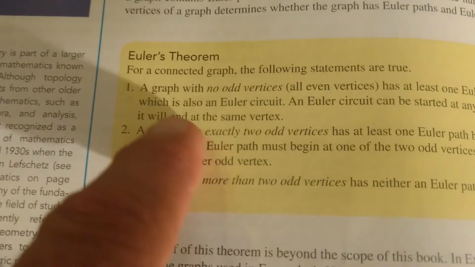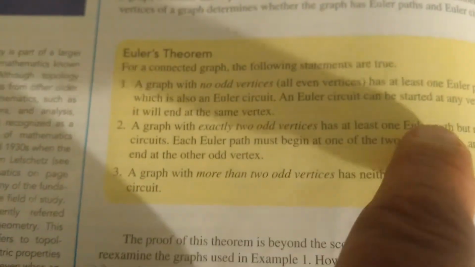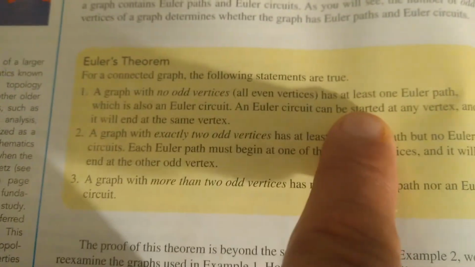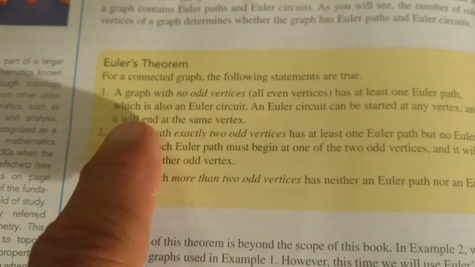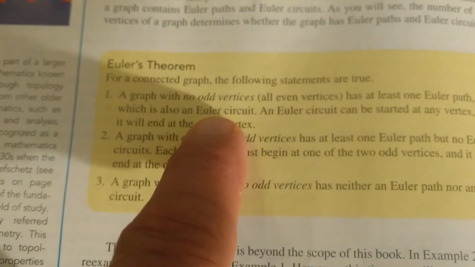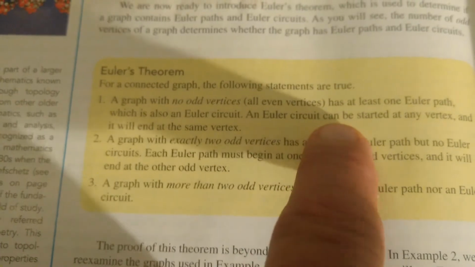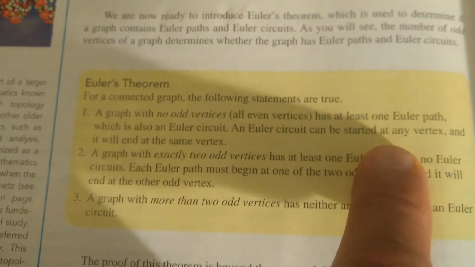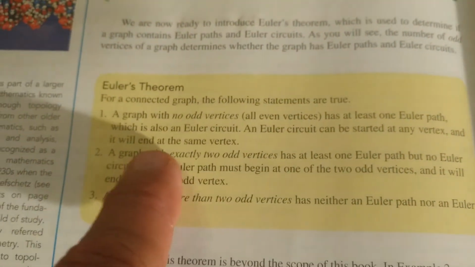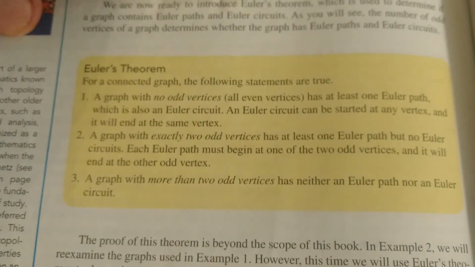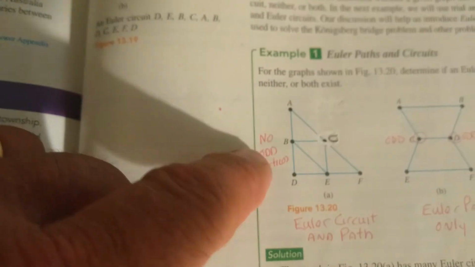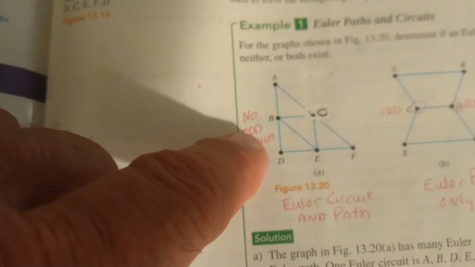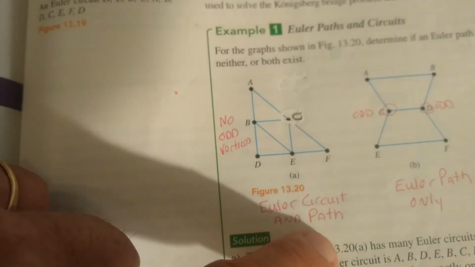So if we look at Euler's theorem, it says a graph with no odd vertices will have at least one Euler path, which is also an Euler circuit. An Euler circuit can be started at one vertex, and it will end at the same vertex. So example A here satisfies part 1 of Euler's theorem, no odd vertices, so it definitely has an Euler circuit and an Euler path.